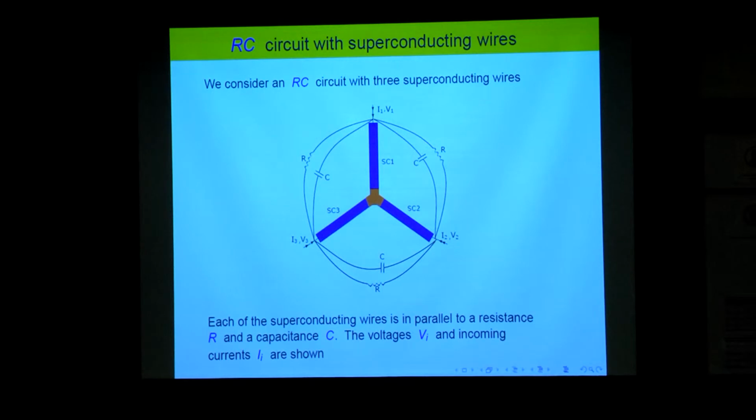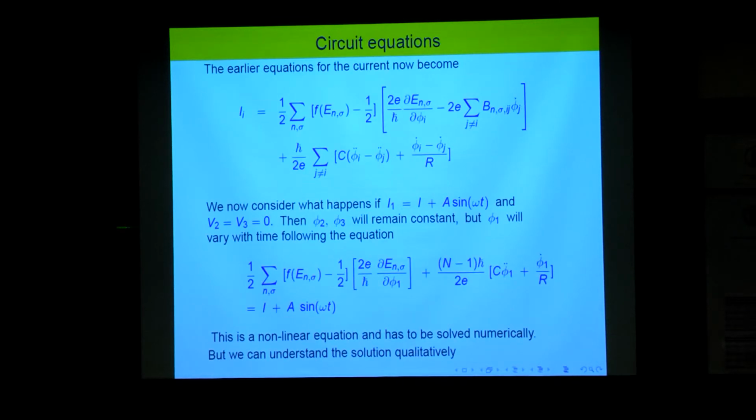Okay. So next let me tell you about the Shapiro plateaus. This has been studied for a long time. So you need an RC circuit. You have these superconducting wires, but now they are in parallel to a resistance and capacitance, and I'm assuming that R and C are the same for all of them. And you have these voltages and currents.